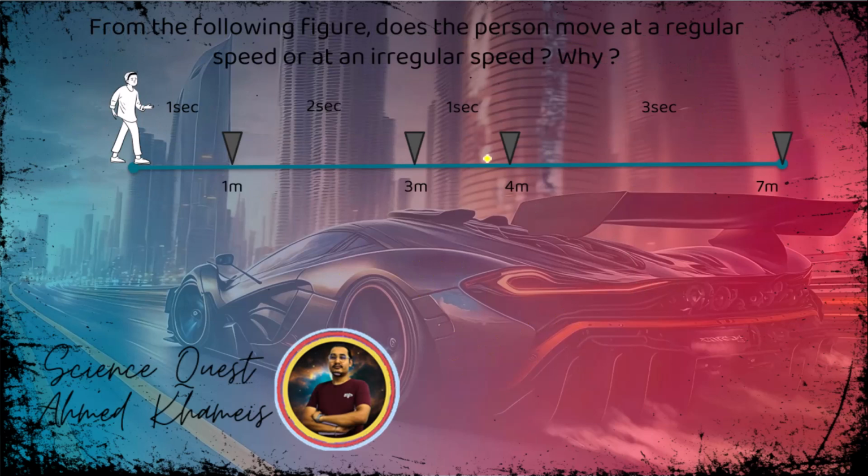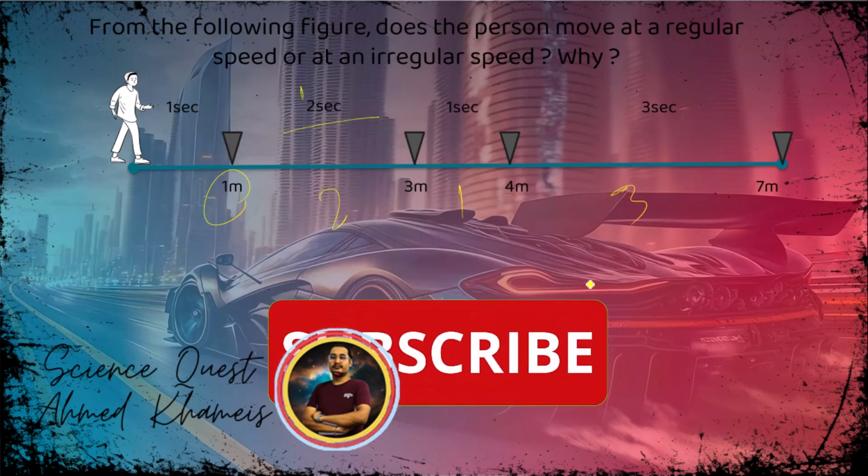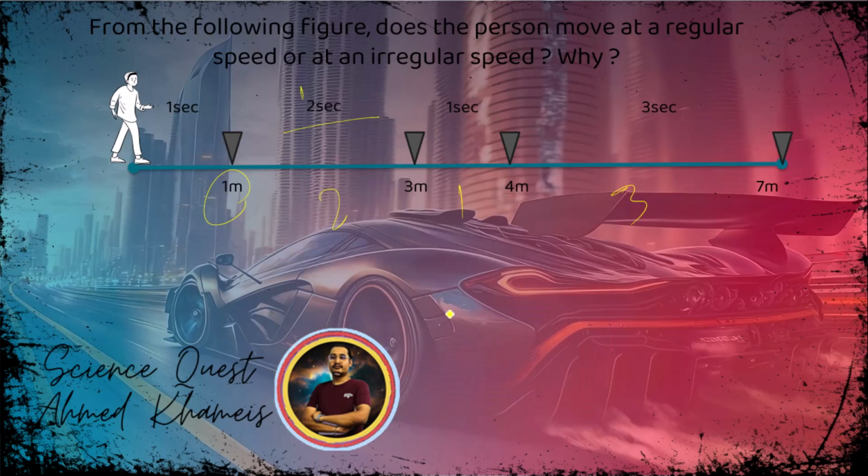From the following figure, does the person move at a regular speed or irregular speed? In the first second, he got 1 meter. In the next second, he got 2 meters. Then he got 1 meter. Then he got 3 meters. So this person covers unequal distance in equal time, so that person moves with irregular speed because he covers unequal distance in equal times.